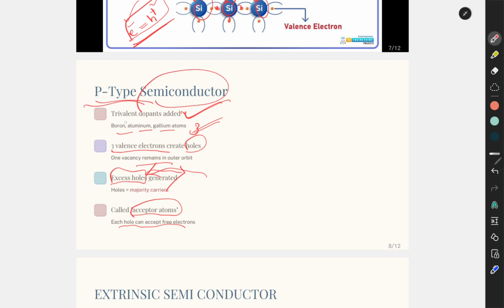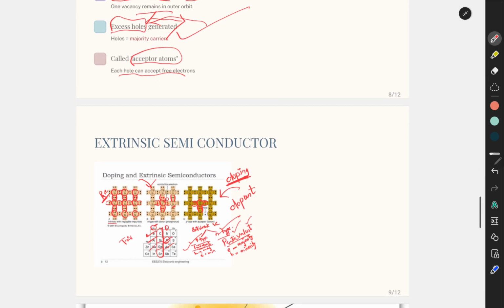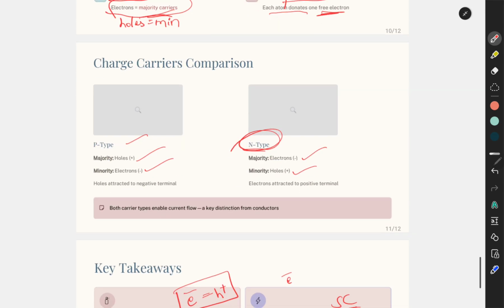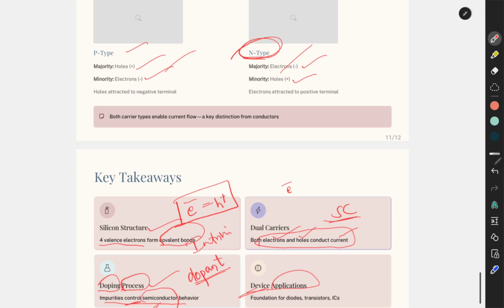A semiconductor is called P type when trivalent dopant is added, where excess holes will be generated. A semiconductor is called N type when pentavalent dopant is added. Here the majority are electrons, minority are holes. Okay, P type and N type.